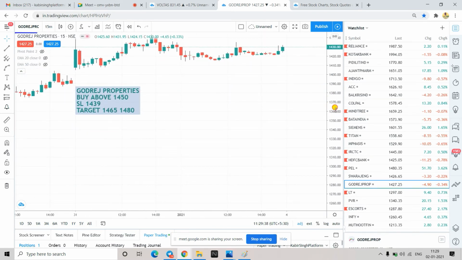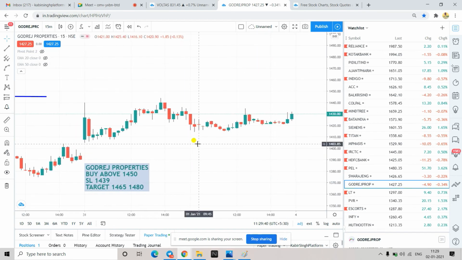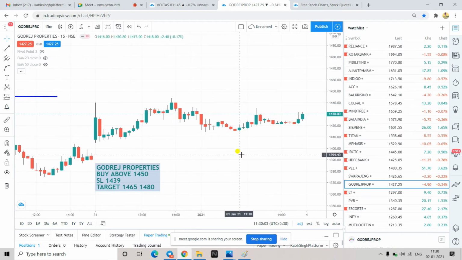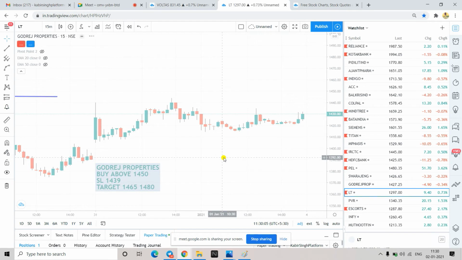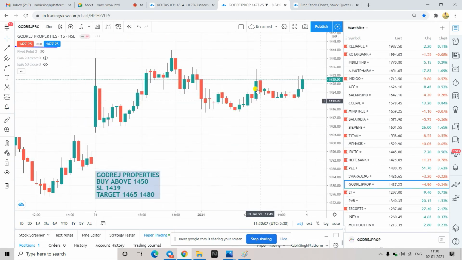Like this, if you see, this is Godrej Properties. This is the 9:15 candle, and it is closing almost here. So tomorrow, if this day high is broken, it can give a sharp move up, because again it is a U kind of pattern. So you can anticipate it will give a sharp up move.